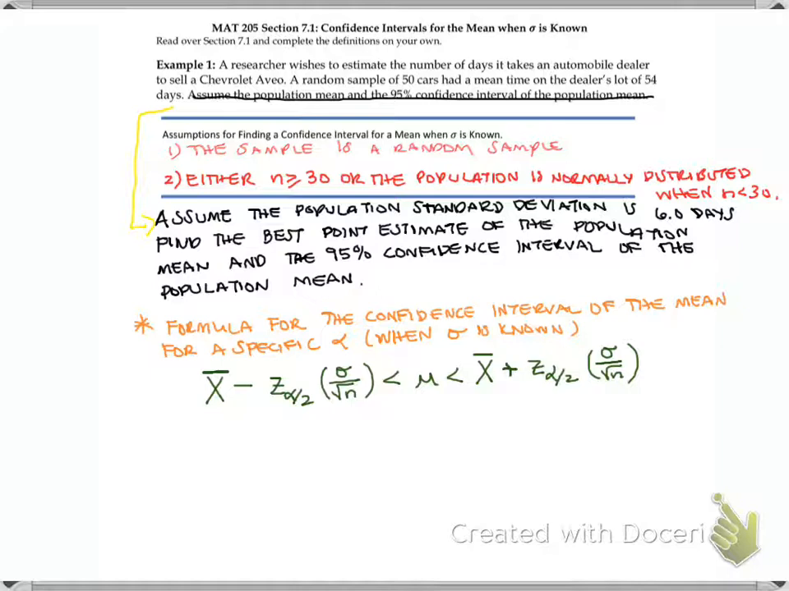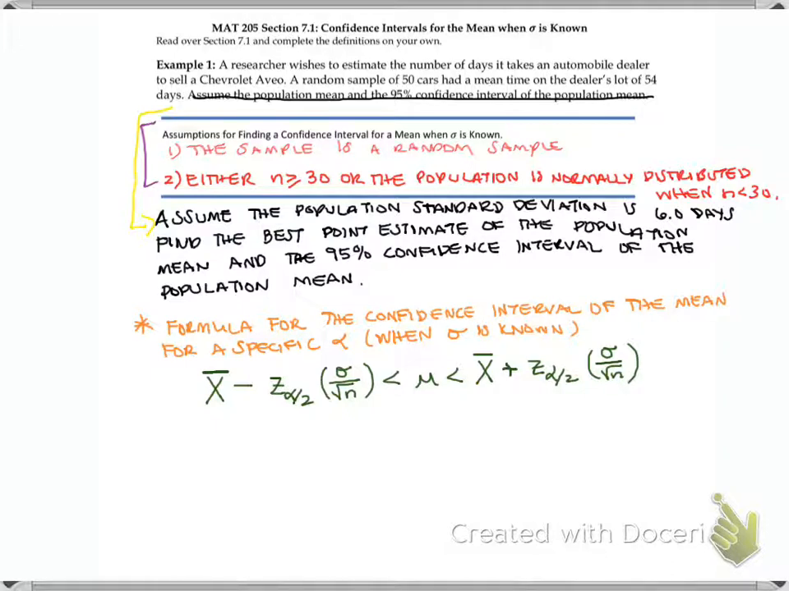Okay, and just a note here. In this box over here, assumptions for finding a confidence interval for a mean when standard deviation is known. In the heading of this section, it says finding confidence intervals when the mean is known. In 7.2, when I return, we're going to learn how to find confidence intervals when the standard deviation is not known. But in all these examples, we're going to be given the standard deviation of the population, okay? So assume the population standard deviation is 6 days. Okay, I read that, right?